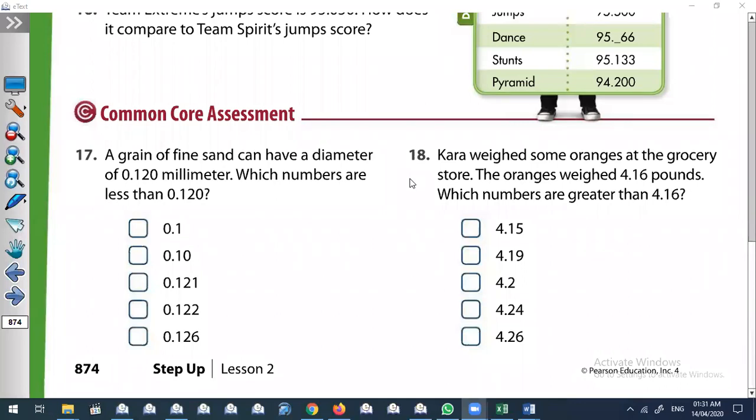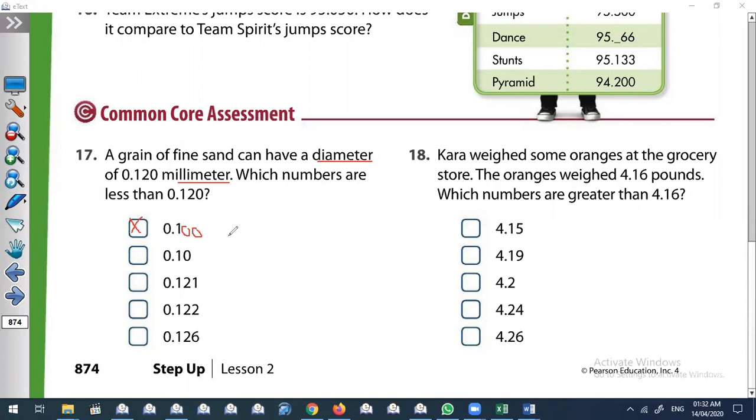Number 17 here. A grain of fine sand can have a diameter of 0.120 millimeters. Which number is less than 0.120? First, you have to make a scale. 0.20 and 0.1. You have to add 2 zeros here because we have 3 digits in the decimal here, and also we need 3 digits here. Which is smaller, 0.120 or 0.100? 0.100.